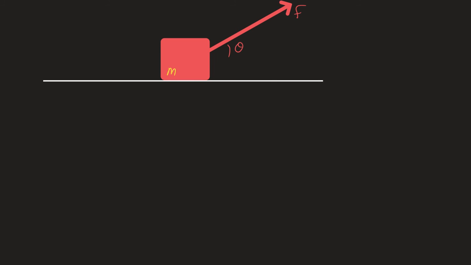A force is applied at an angle to a box of mass m that has a coefficient of static friction of mu s between the box and the ground. What is the minimum size of F that will just get the box moving? What is the smallest force you can apply that will get the box to start moving?